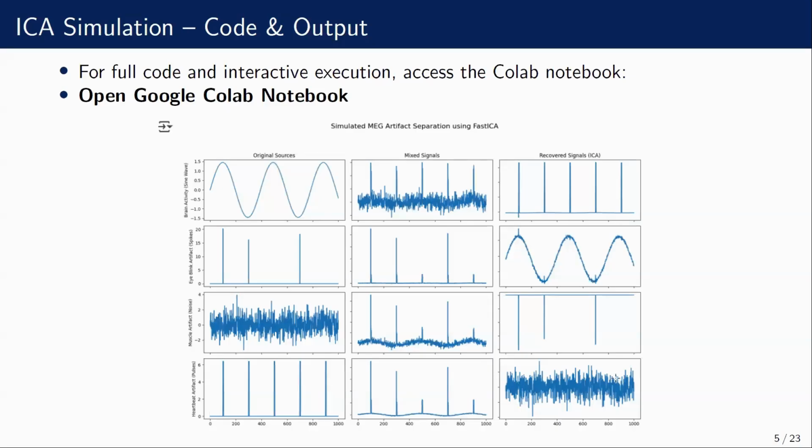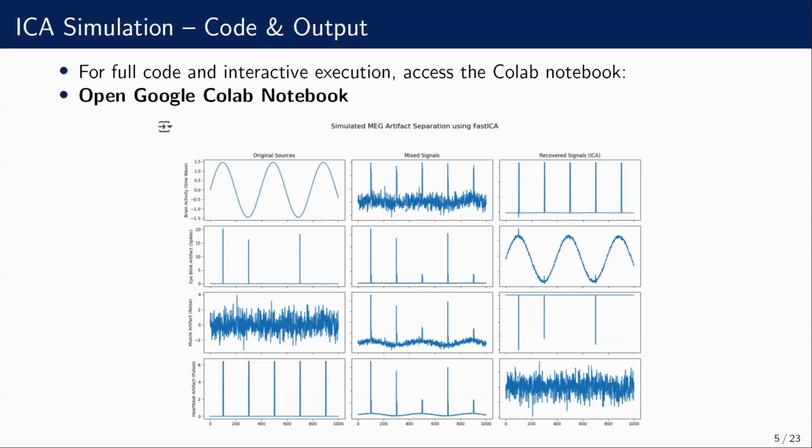Now we'll look at a small ICA simulation. For full code and interactive execution, access the Google Colab. So first column, these are original signals I made. There's a smooth sine wave like brain activity, sharp spikes like eye blinks, random mussel noise, and a heartbeat-like pulse. In the middle, you see what we actually observe in practice.